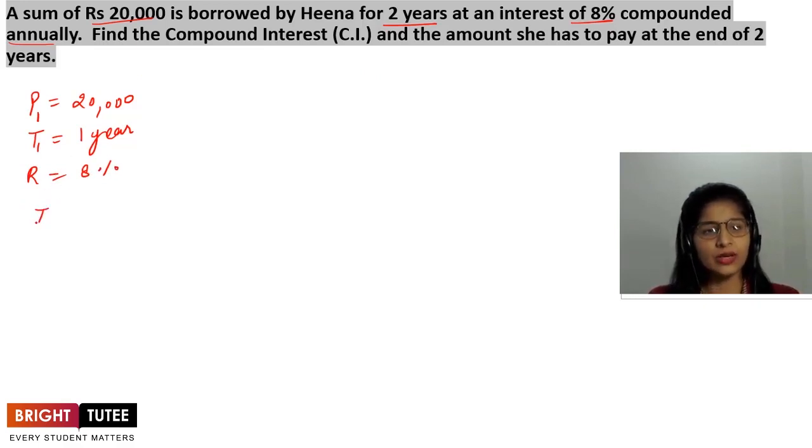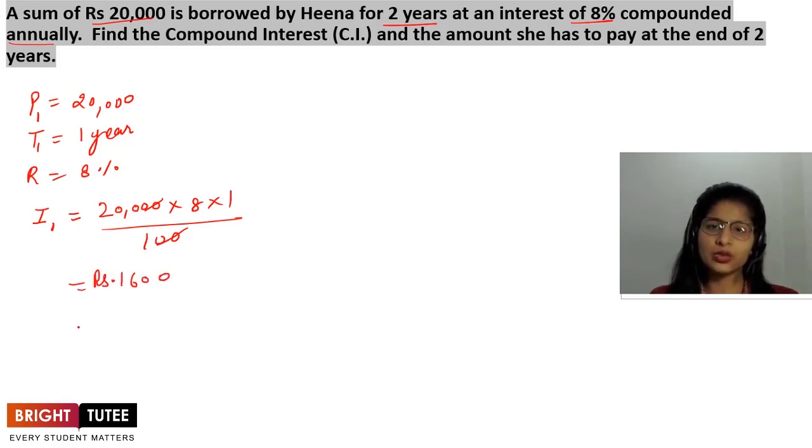So let's calculate the interest first. Interest I1, I am naming it. It is going to be simple, as in the first case. So principal into rate into time divided by 100. So cancel it. You get how much? 8 16s, 1600. This is the interest that is to be paid.